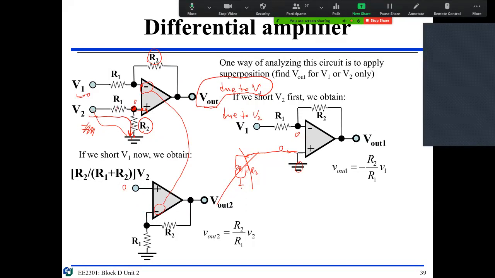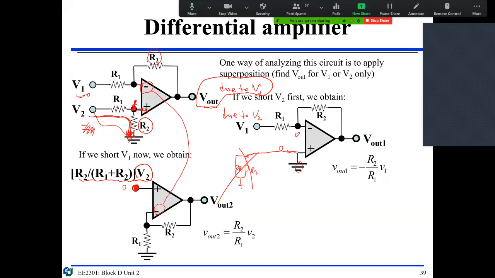So this is the voltage divider, right? When you apply V2, you have a voltage divider. There's no current coming in here, so what is the voltage in here? It's R2 divided by R1 plus R2. This is a voltage divider on V2. So we put it here, okay? This point is this point, okay?